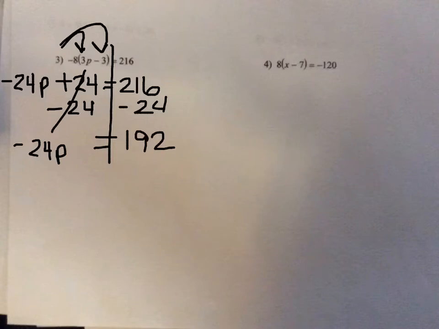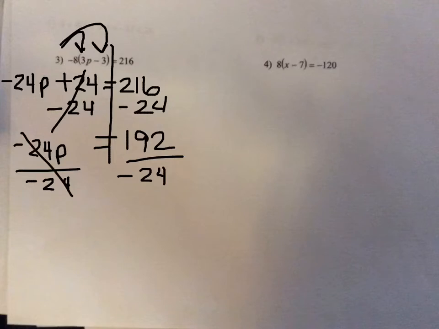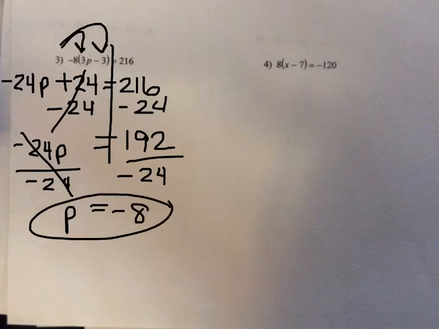Then undo the multiplication or division. This negative 24 is being multiplied by the p, so I'm going to divide to get rid of it. And I do want to make sure I divide by the negative as well so that these two cancel out and I have p left over. But on the left side, I have 192 divided by negative 24. So that's going to give me a negative 8. So in this case, p is going to equal negative 8.